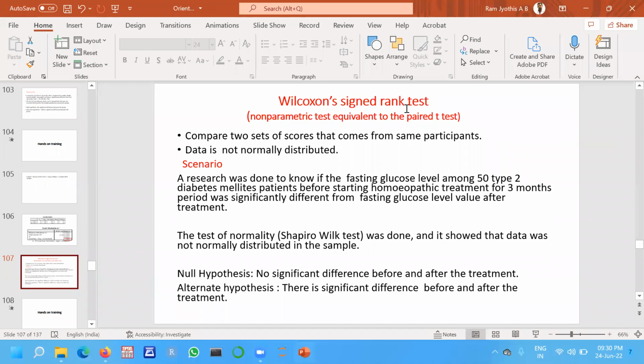If the data is normally distributed, then we have to go for what? If data is normally distributed, we'll go for paired t-test, isn't it? Now the data is not normally distributed, so we go for a Wilcoxon signed rank test.